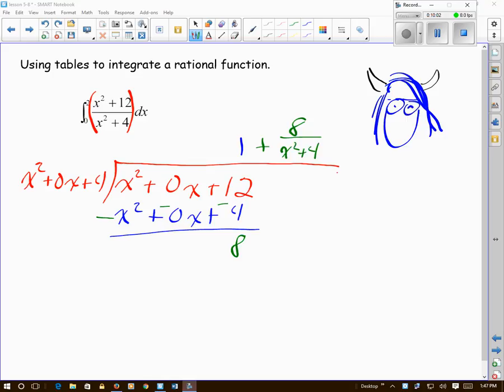Okay, so let's rewrite our integral then using that.